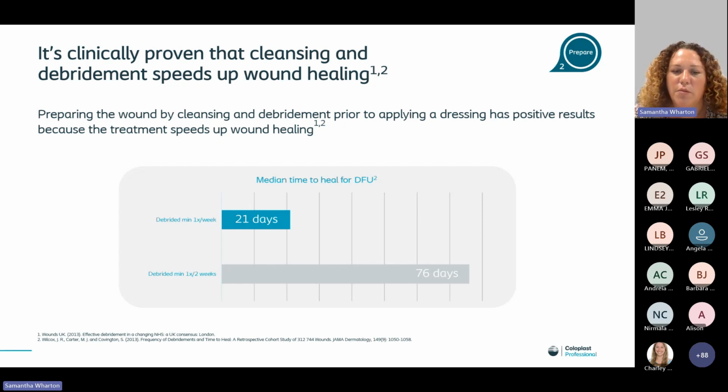The original cohort study was of 312,000 wounds. But it just again illustrates that when the wound was debrided once every week, it healed in a mean time of 21 days. If it was debrided once every 2 weeks, it took 76 days for that wound to heal. So if you can heal your wounds 3 times quicker by debriding more regularly, I know as a patient, I would want my wound to be cleansed and debrided as much as possible so that that wound could progress.